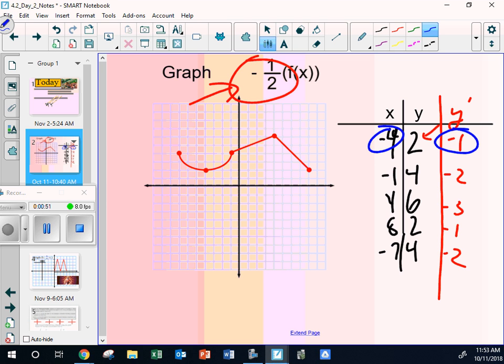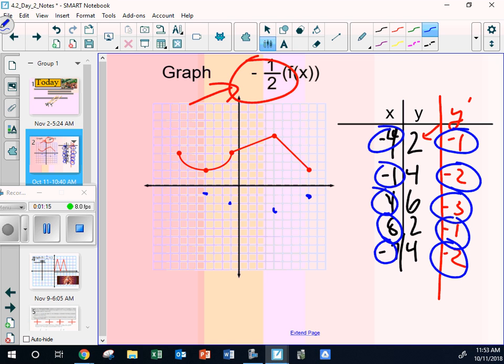Let's graph it. -4, -1. And then this and this, -1, -2. I missed. Try again on that one. There we go. And then 4, -3. And then 8, -1. And then -7, -2. There we go.